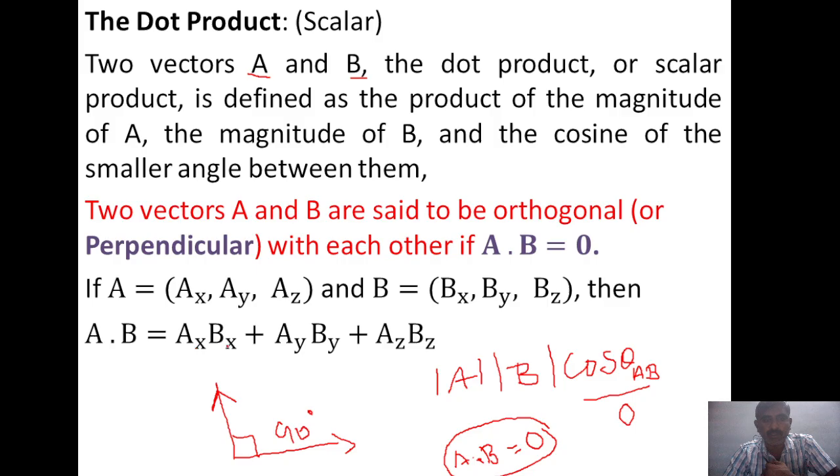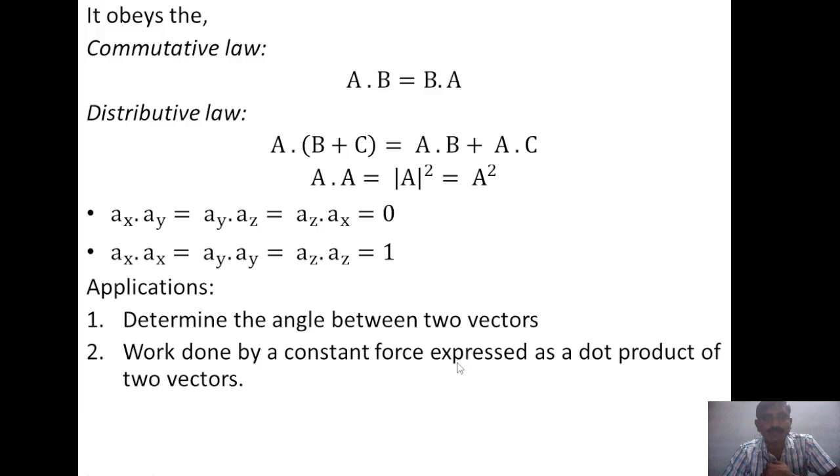So here we have the product like this: A dot B is equal to AX BX plus AY BY plus AZ BZ. This dot product has some properties. It obeys the commutative law, that is, A dot B gives the same answer as B dot A, and A dot (B plus C) is equal to A dot B plus A dot C. Again, A dot A is equal to A squared. During multiplication, AX dot AY or AY dot AZ, that is, different axes, you can multiply and you will get 0 as the answer. But for the same quantity, AX dot AX, AY dot AY, you will get the answer as 1.